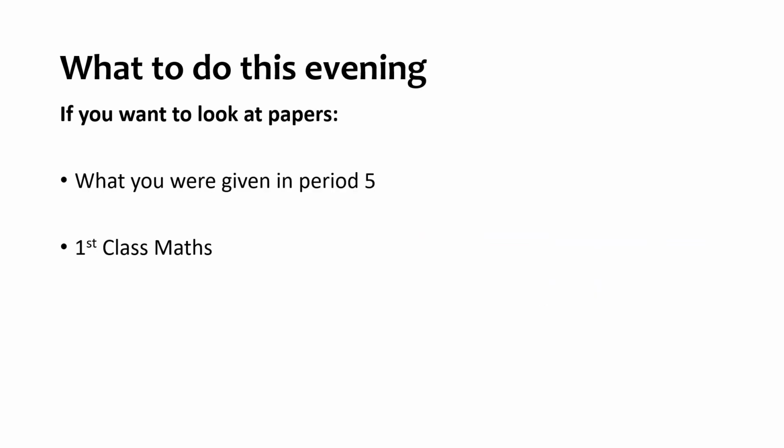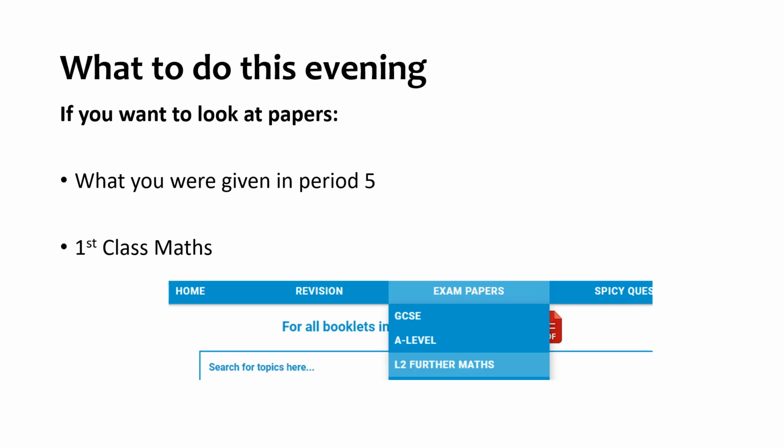If you want to look at papers, you can obviously use anything that you have been given that you've not finished yet. There is much less in volume of past papers and practice papers for these further maths exams. But again, first class maths has compiled all the ones that are available. So if you go to exam papers and then make sure you're on level 2 further maths, you will find the past papers that are eligible to be released to the public. So there's June 2023 is not on there, but 2022, 2021 is, and also the specimen papers, because from their new specification they had.